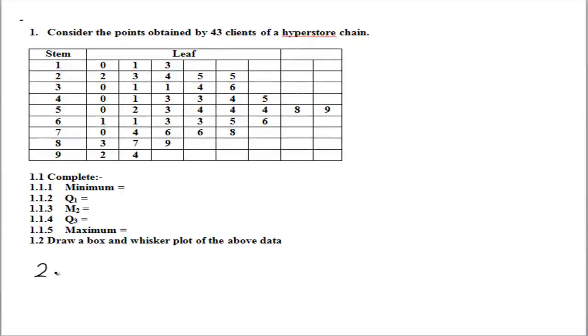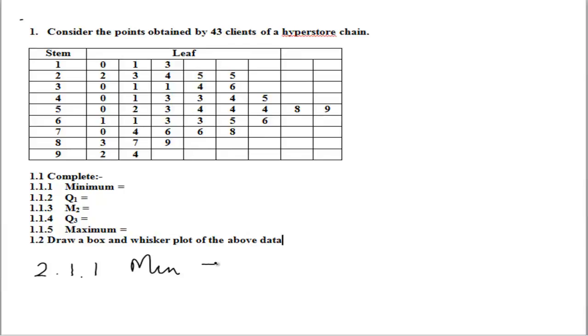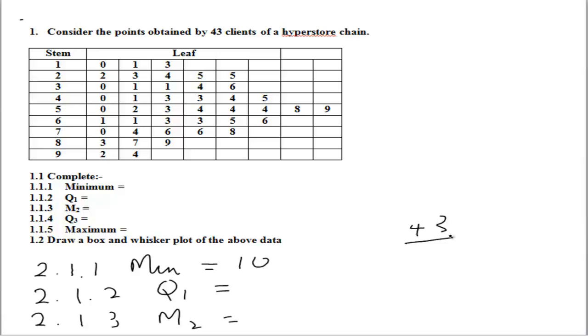2.1.1, minimum is 10. Then they want 2.1.2, which is quartile 1, the first quartile. 2.1.3 is the median. For the median, we've got 43 scores divided by 2, which gives us 21, remainder 1. So in other words, the 22nd score is here. So we're looking at the 22nd score, which is 3, 6, 8, 10, 12, 13, 15, 17, 19, 20, 21st, 22nd. And the 22nd score is 53.